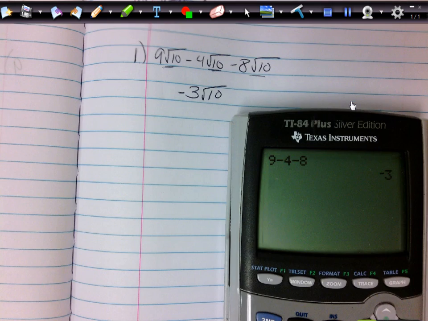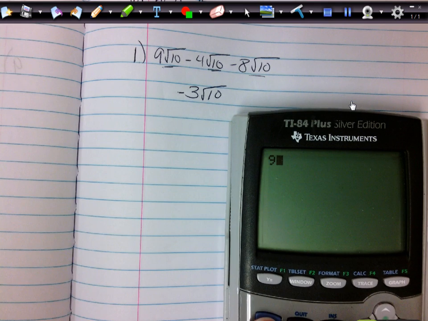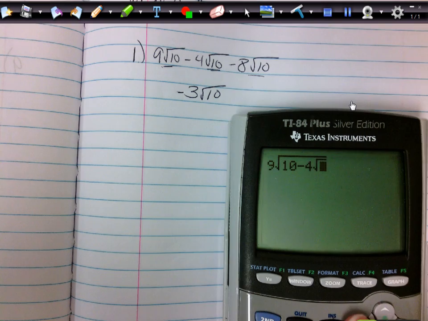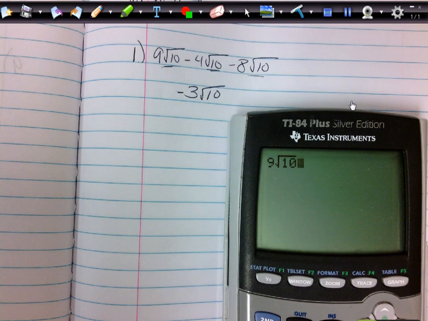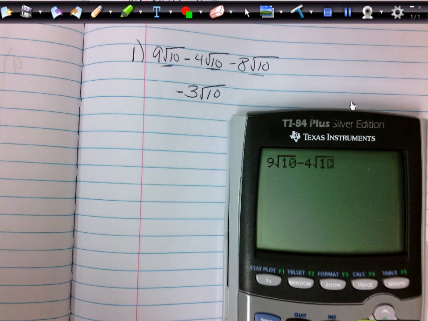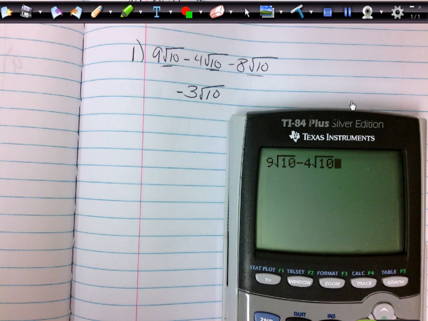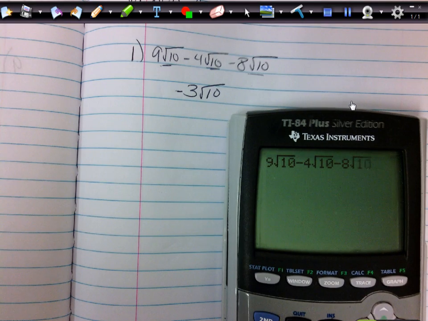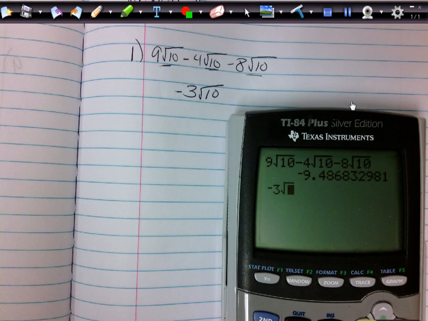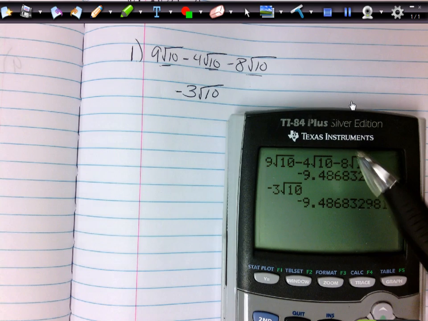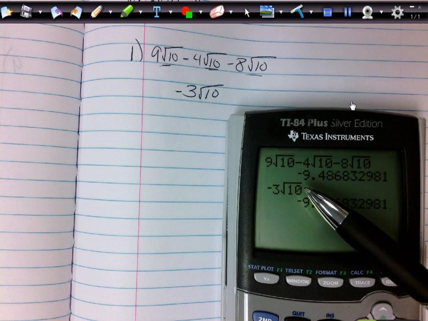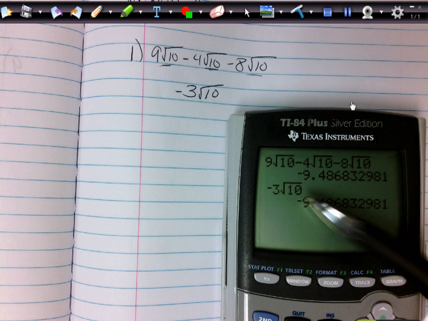Also know that I can check this in my calculator. I can say 9 square root of 10 minus 4 square root of 10. Make sure you arrow out of that radical sign. Minus 4 square root of 10, and again, make sure you arrow out. Minus 8 square root of 10. Then it gives me this decimal. If I put in negative 3 square root of 10, I get exactly the same decimal. So that's a way for me to check in my calculator. I can put all of this in at the top, and I can put in whatever I get when I simplify and make sure that the two of them match.